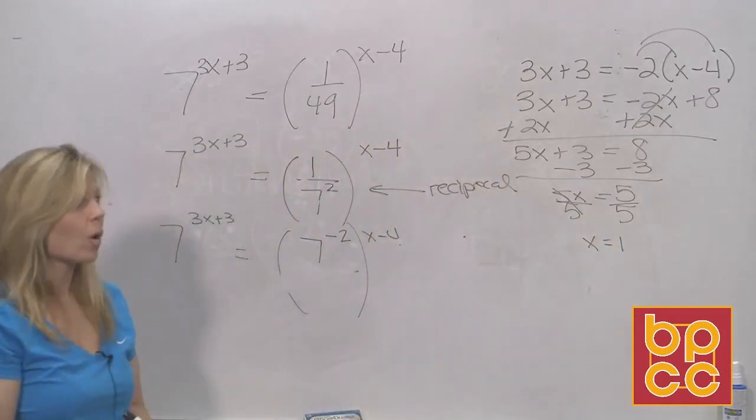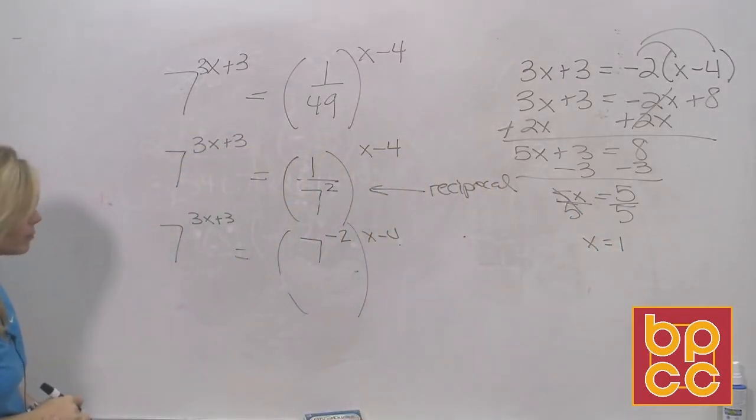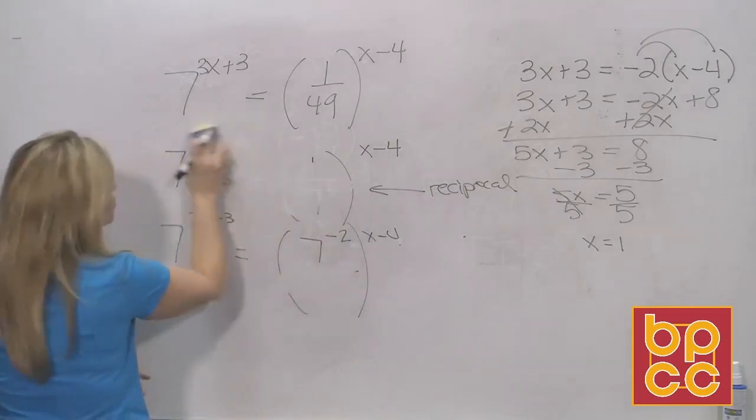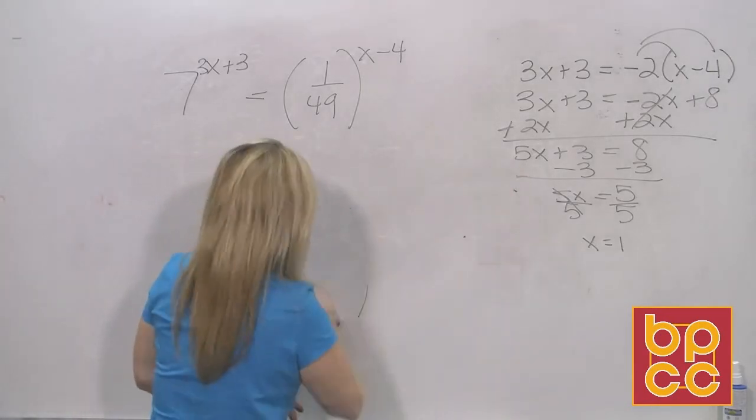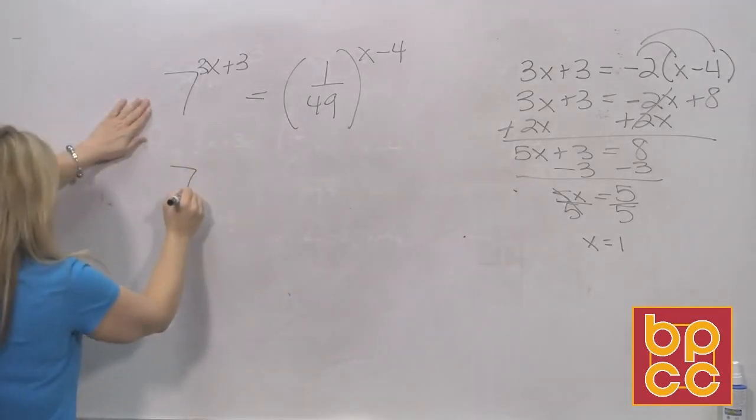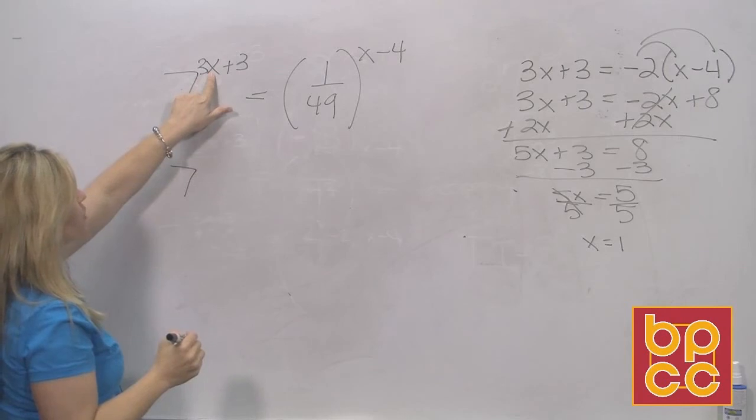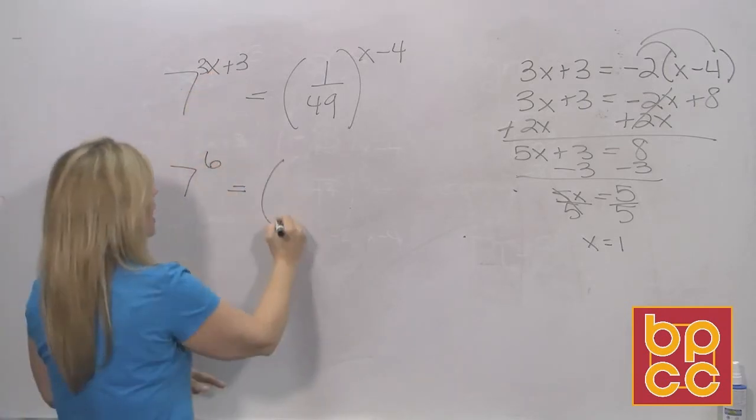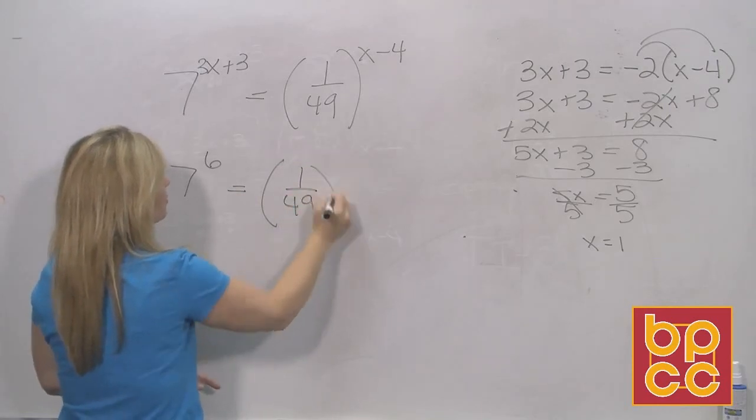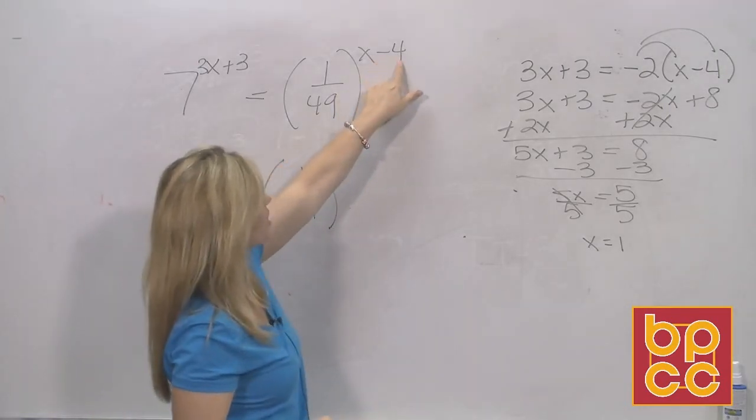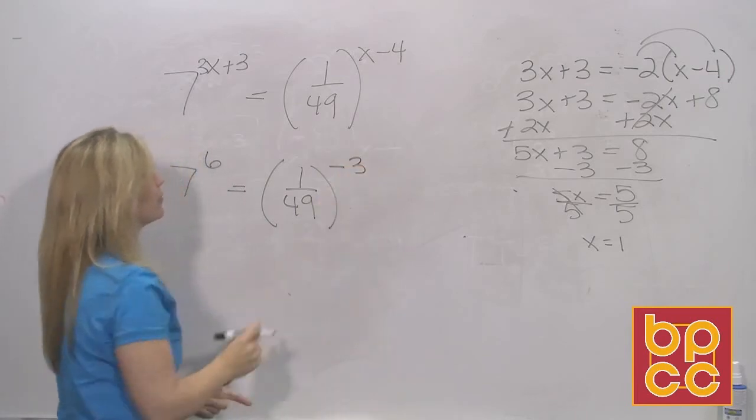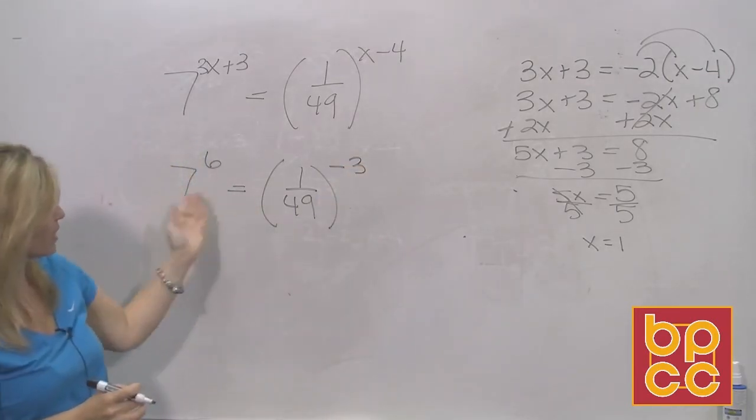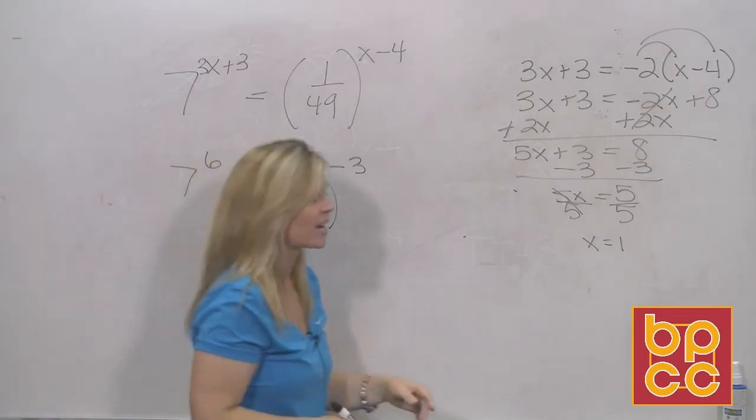To make sure we're right, we're going to do a check. Okay, to do a check, we're going to substitute back to the original. So let's do our check. So we're going to write 7. 3 times 1 is 3, plus 3 is 6. On the right side, we're going to leave our base. And this is going to be 1 minus 4, which is negative 3. Now, this is where you need your calculator. Because it will prove that this is the answer, the right side and left side got a balance.